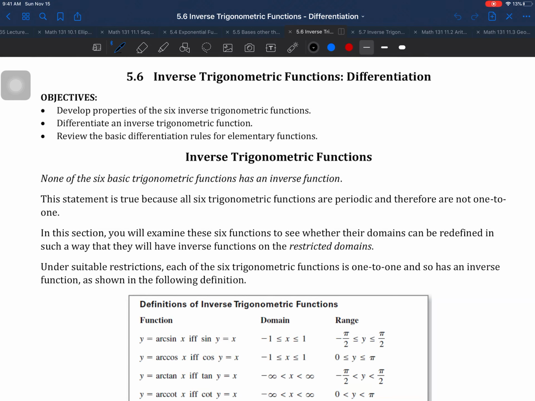The objectives are to develop properties of the six inverse trig functions, differentiate an inverse trig function, and review basic differentiation rules for elementary functions.